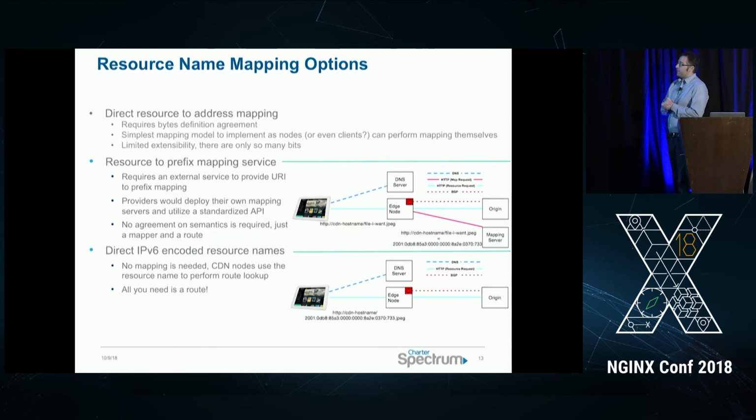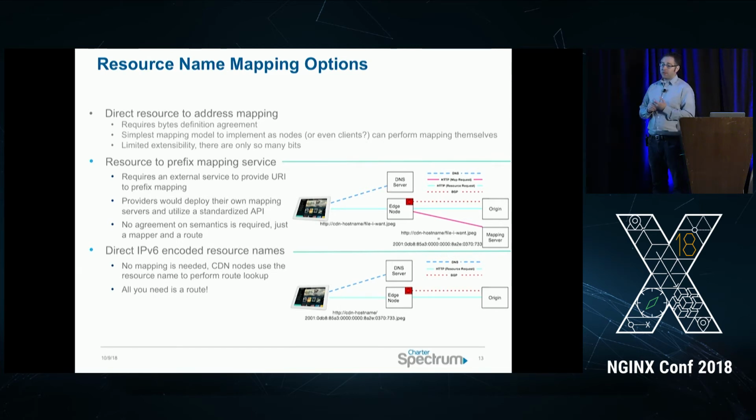So if you want to do this, you have to figure out how to associate things with IPv6 addresses. And there's a bunch of different ways you can do this. And they can interoperate too. You don't have to pick just one. The easiest, and I'll get back to that in a second, is just direct resource to address mapping. And what that means is I know how to take a URI and change that into a v6 address, which is the simplest. Everyone can do it. Our servers could do it. Even clients could do it.